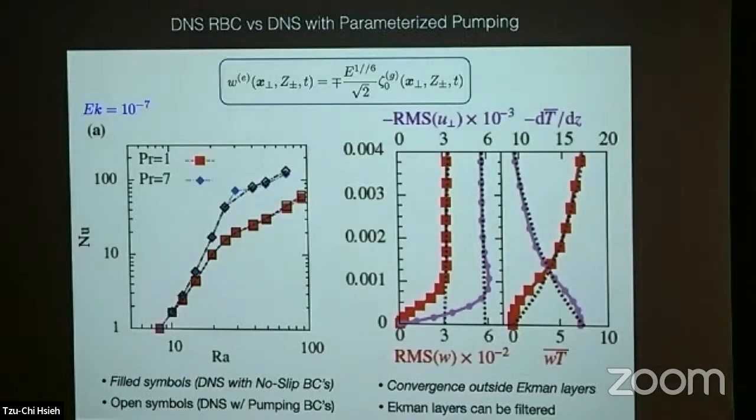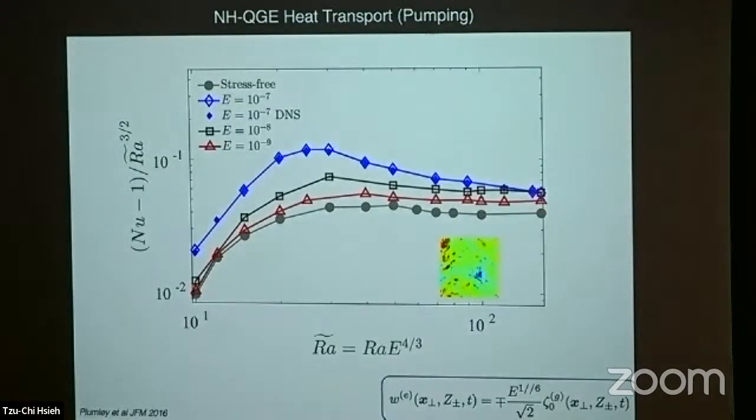This was shown by Stefan in a paper that I was involved with, where we did a simulation with no-slip boundary conditions, and we did one with the pumping boundary conditions that I talked about last lecture. And you can see that you get the identical response in terms of the heat transport in this Nusselt-Rayleigh scaling. So it is pumping that is doing that. We can capture that in the reduced model and compare it with the DNS. We get excellent agreement there.